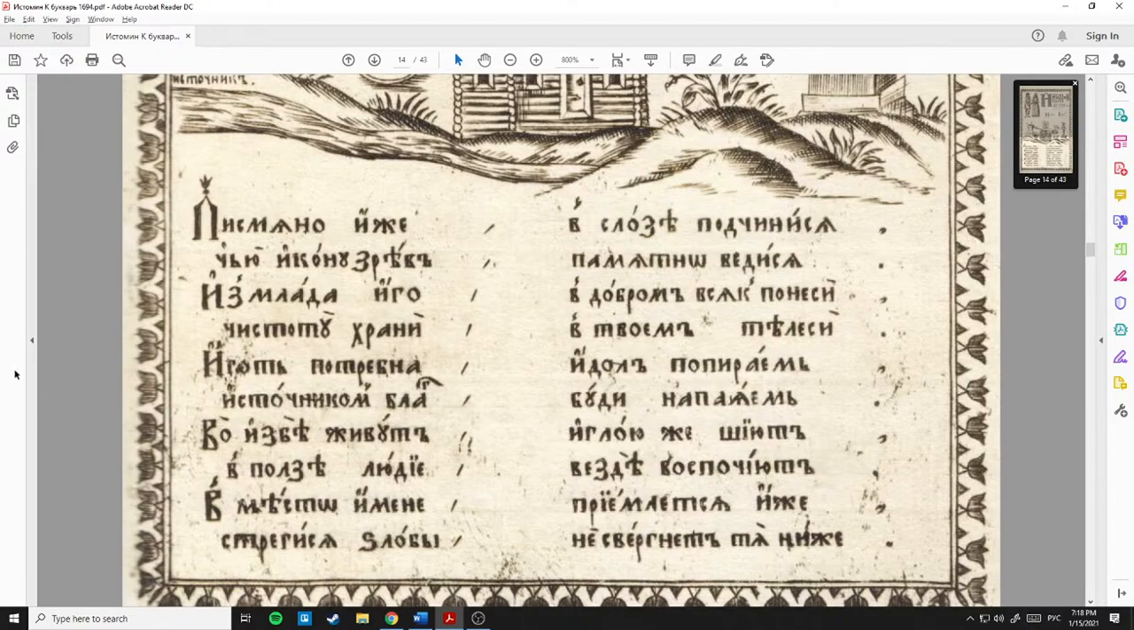Почивати у миру. To rest eternally. Почити. Приемлеться. И же стрекися злобы. To get rid of evil. Не свергет. Свергнет. No, right? So this is свергнуть. Не свергнуть. So also a different form. Overthrow. Don't overthrow. Тя, тебя, ниже, lower. Вместо имена, in the place of a name, приемлется, иже, who, to get rid of evil.